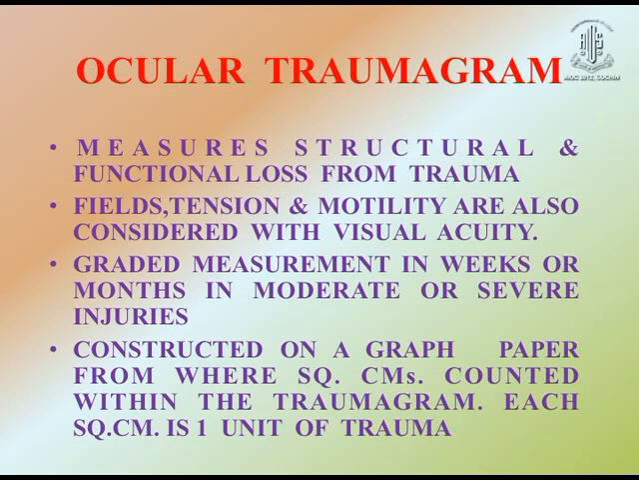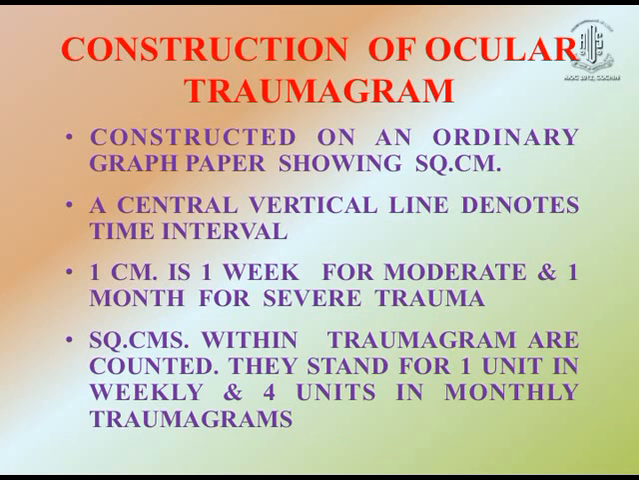It's constructed on graph paper, from which square centimeters are counted within the traumagram. Each square centimeter is 1 unit of ocular trauma. Now, the ocular traumagram is constructed on an ordinary graph paper showing square centimeters. A central vertical line denotes the time interval. 1 centimeter is 1 week for moderate and 1 month for a severe trauma.